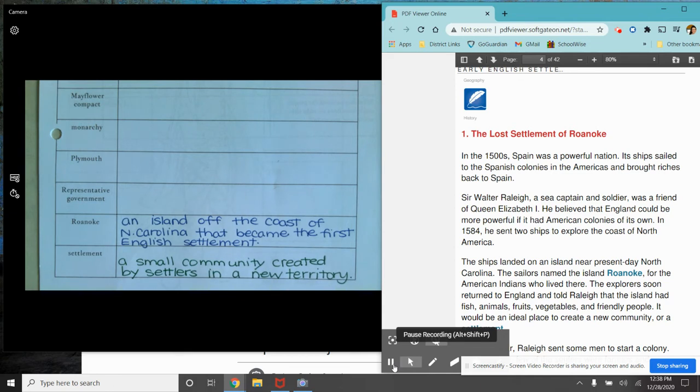All right, so our first two vocab words from this first reading are Roanoke, which is an island off the coast of North Carolina that became the first English settlement. If anyone knows North Carolina, the capital of North Carolina is Raleigh, North Carolina, named after Sir Walter Raleigh. So there's a connection there. Settlement is a small community created by settlers in a new territory. So be sure to pause it here, write down your vocabulary definitions before we move on to the next page.